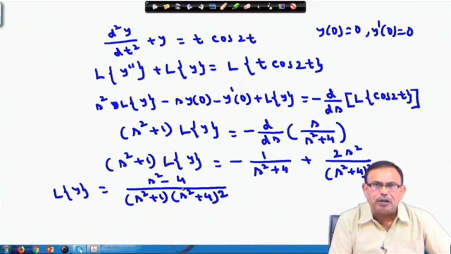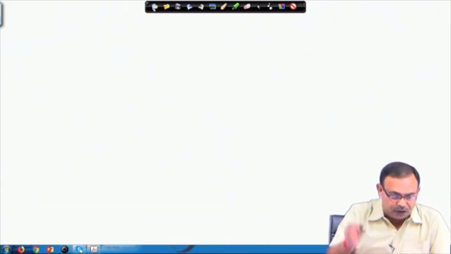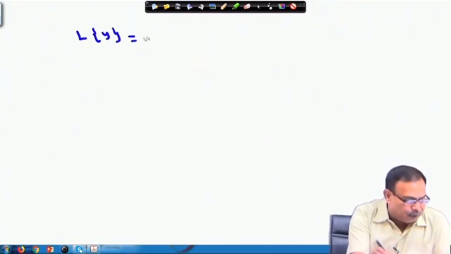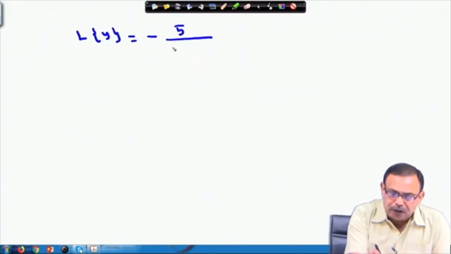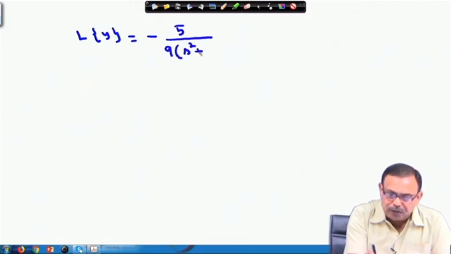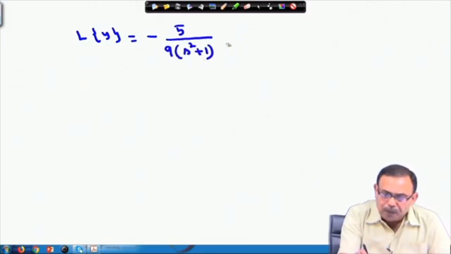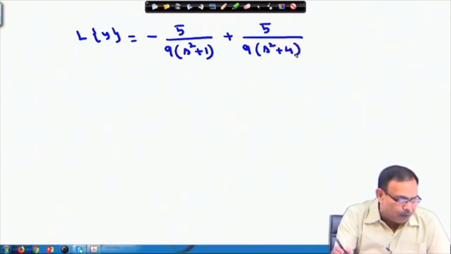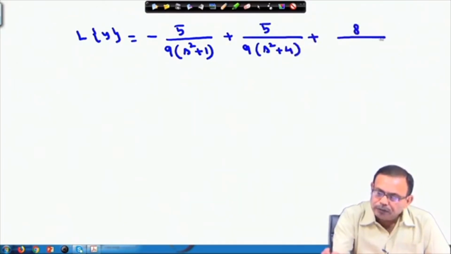So, now I have to break it in such a way that in the denominator you have only one factor. Using the normal procedure, I am just writing at one go that Laplace transform of y, after breaking, you will obtain minus 5 by 9 into s square plus 1, plus 5 by 9 into s square plus 4, plus 8 by 3 into s square plus 4 whole square.